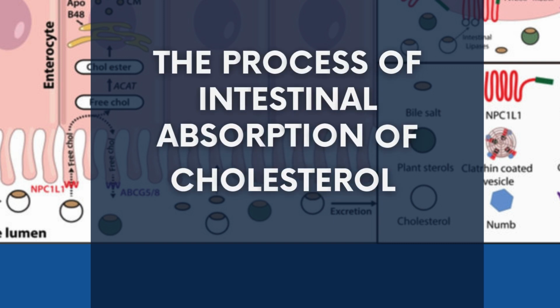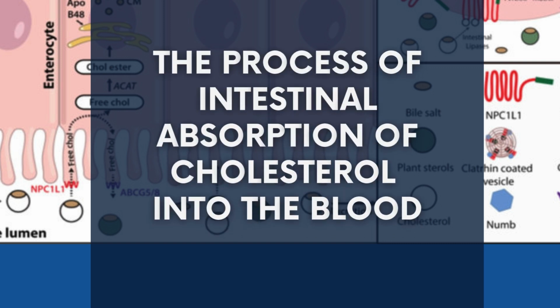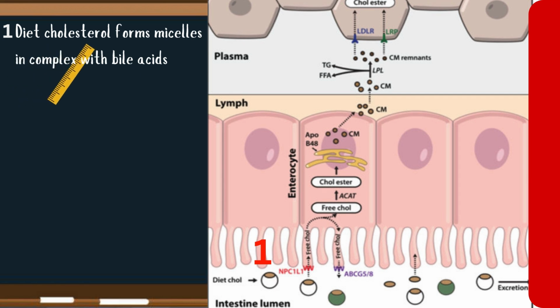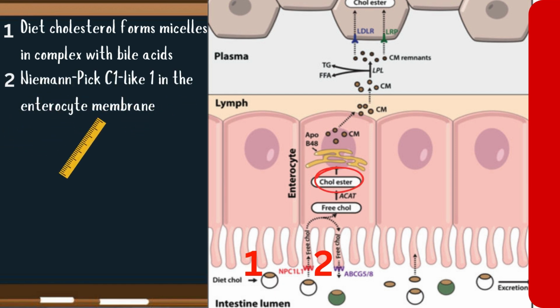Now that we understand where cholesterol comes from, let's look at the complex process that takes place in the intestines to absorb cholesterol into the blood. Dietary cholesterol combines with bile acids to form micelle complexes and moves through the intestinal lumen. When the micelles reach the enterocytes, they are hydrolyzed and absorbed by Niemann-Pick C1-like 1 in the enterocyte membrane.